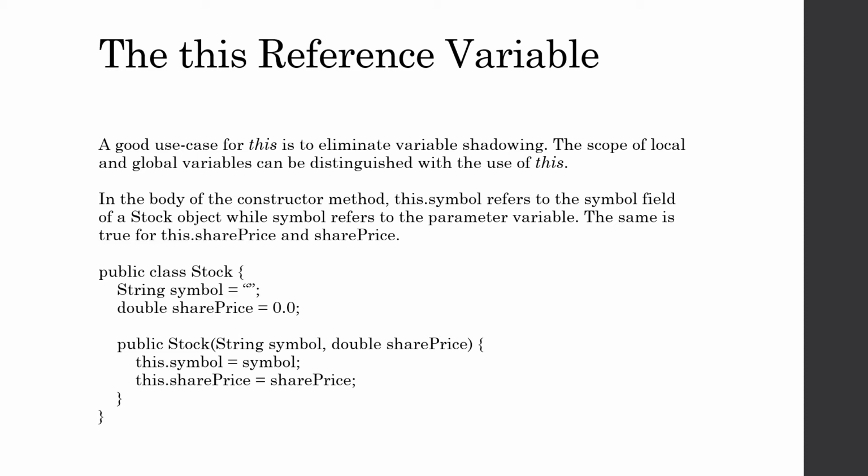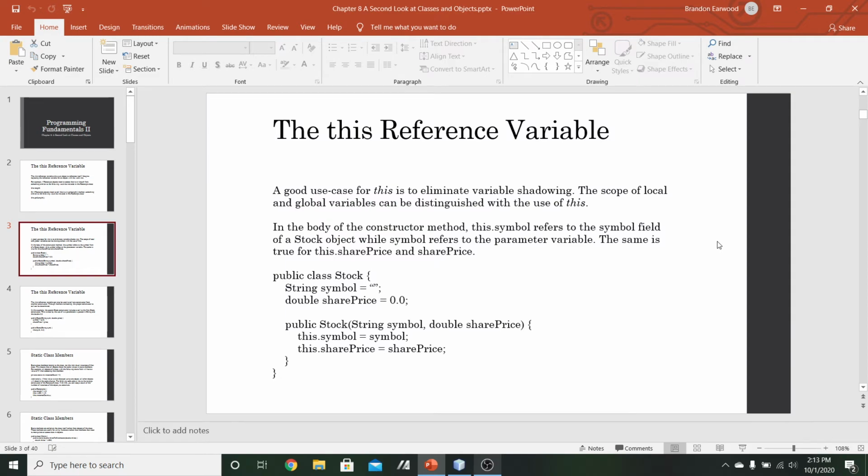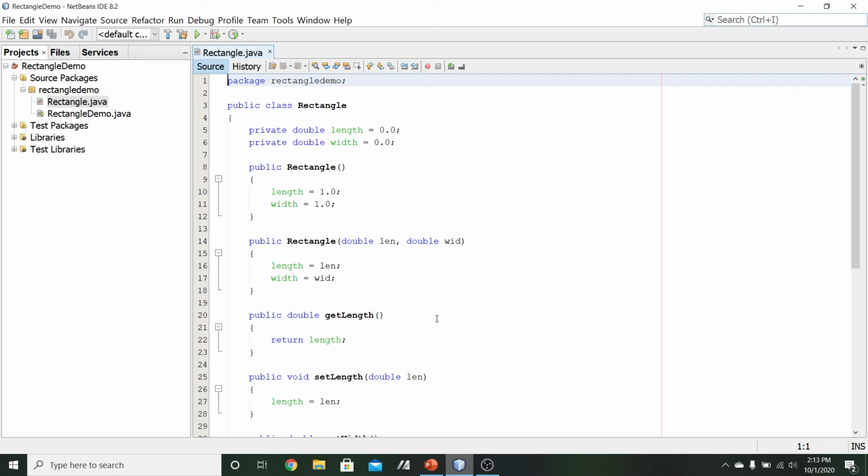We can go ahead and do the same thing to our rectangle class. If we minimize this, we'll come back over to NetBeans. I have the rectangle demo open and ready to go. Right here in the rectangle class, if we take a look at the constructor or the setters as well, we'll recall that we had these parameters here. I did something like len and wid, basically just making sure that the names of these parameters were not the same as the names of the fields to avoid variable shadowing. So what I'm going to go ahead and do is just change this now. This len right here, I'm going to change to length, and this wid, I'm going to change to width.